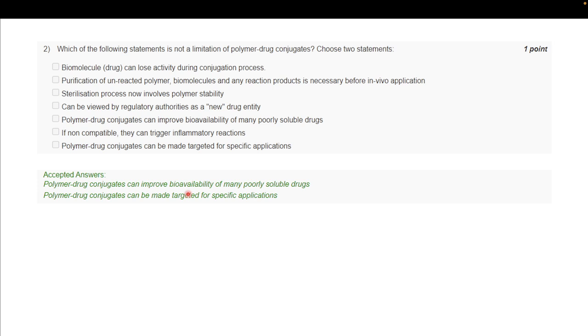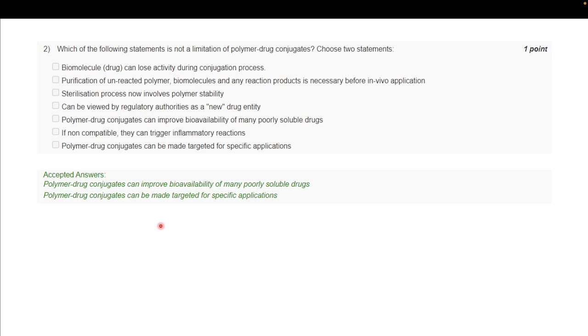If you then conjugate it with certain hydrophilic polymers such as PEG, it will increase the solubility, and because now your drug has been made more soluble, it will consequently lead to more bioavailability. Bioavailability is nothing but the amount of drug that is actually available at the site of action.